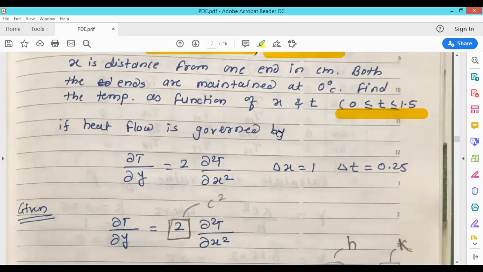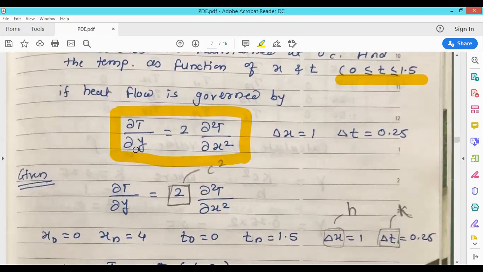The heat flow is governed by this equation. So this is the governing equation of that parabolic equation. The generalized form of this parabolic equation is dt upon dy equal to c square d square t upon dx square. So this value, 2, is nothing but the c square. I have to write down here that there is a c square value.